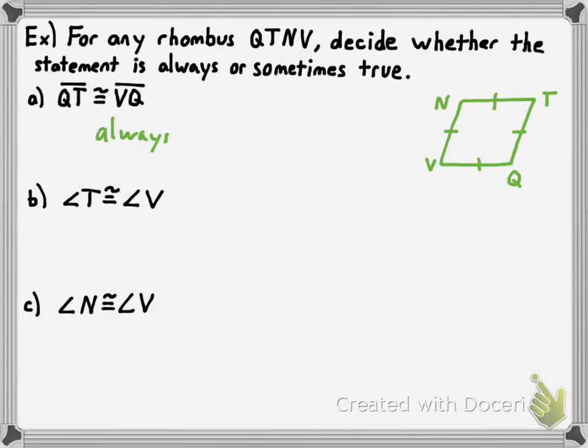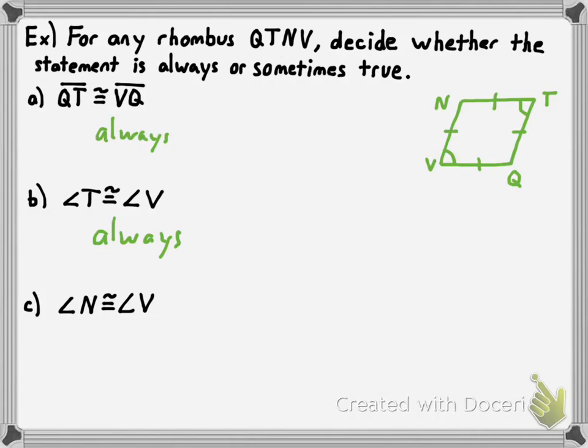Okay, now let's deal with the angles. Angle T and angle V. Those are opposite angles, right? Now, we said that the properties for the angles of a rhombus are the same as the properties for the angles in a parallelogram, which means that the opposite angles of a rhombus are always going to be congruent to one another, and that's our answer here.